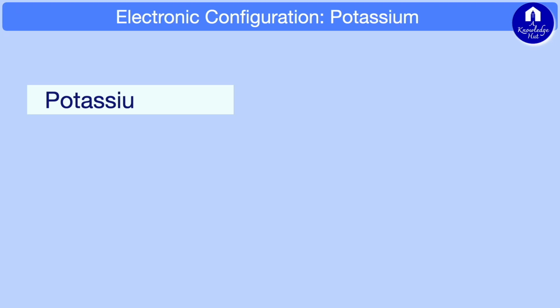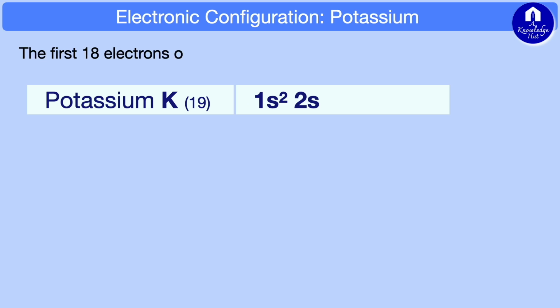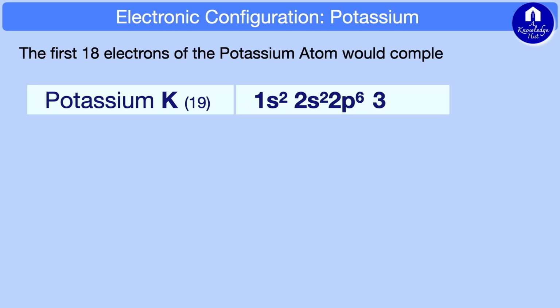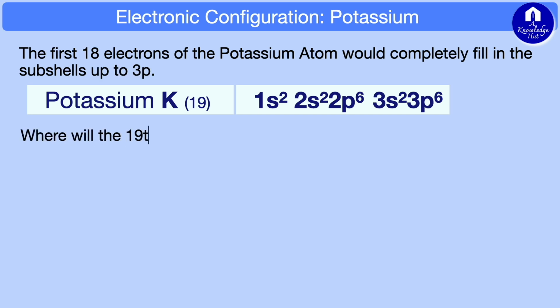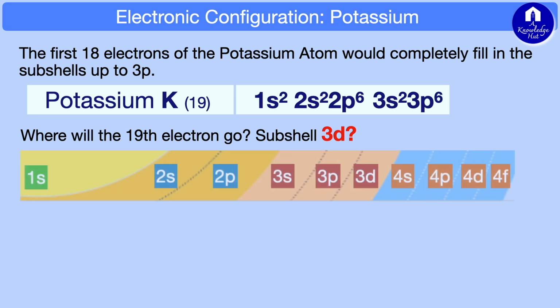Potassium is the next element in the periodic table. Its atomic number is 19. The first 18 electrons of the potassium atom would completely fill in the subshells up to 3p. Where will the 19th electron go? We can expect it to go to the subshell 3d, as shell 3 has 3 subshells: s, p and d. But it actually goes into the subshell 4s.